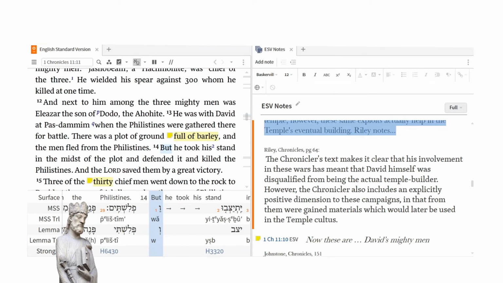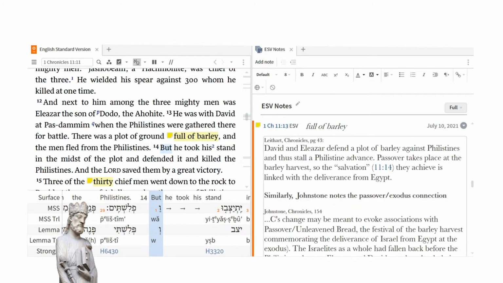We'll pick up here with the story in verse 12, where you have Eleazar, the son of the unfortunately named Dodo. So let's pick up on verse 13. He was with David at Pasdamim when the Philistines were gathered there for battle. There was a plot of ground full of barley, and the men fled from the Philistines. And so he and David defend this plot of land after the other men had fled.